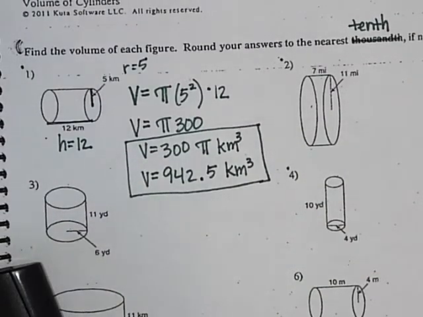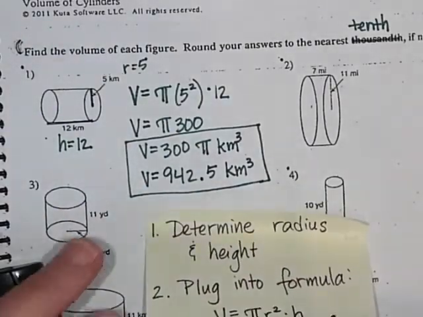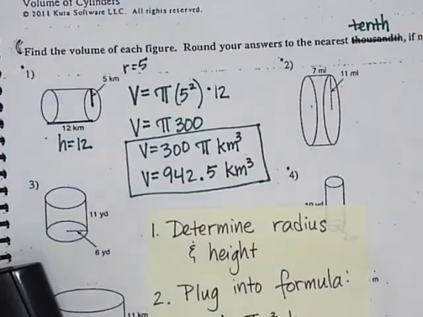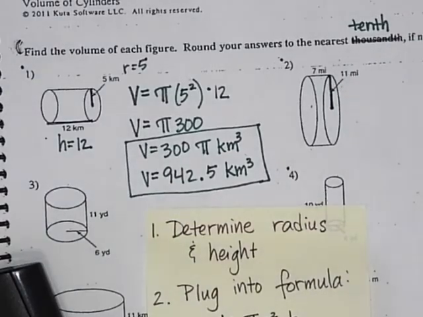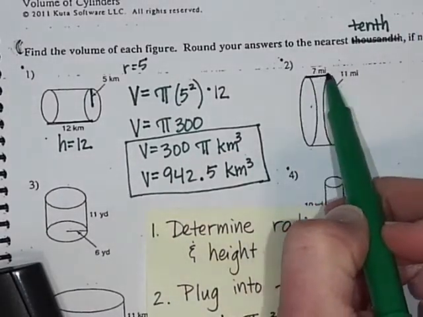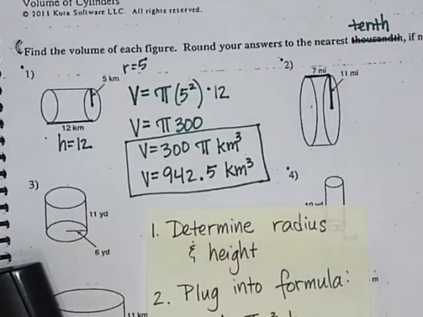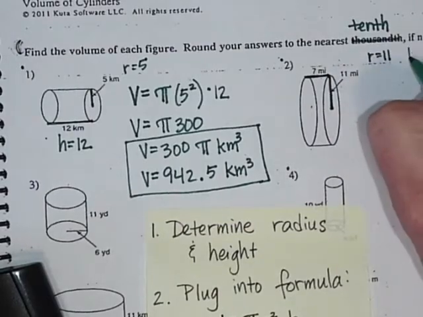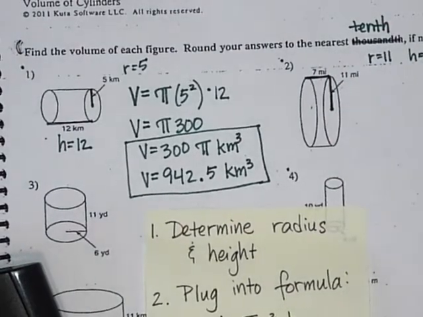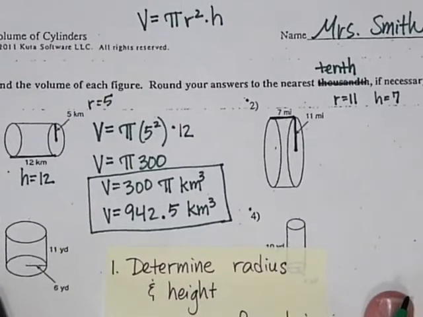Let's look at number 2. I almost forgot, I have my steps written out here on this handy dandy sticky note. So step 1, determine the radius and the height. Looks like that's kind of done for us. 11 miles is going to be the radius because it starts in the middle of that circle and goes out to the edge. And the height is going to be the 7, right where it's just flat. Okay, so R equals 11, H equals 7. And now we're going to plug into our formula up here.